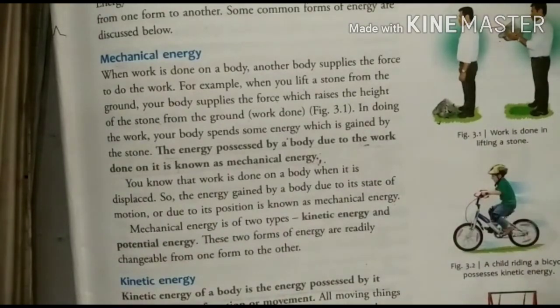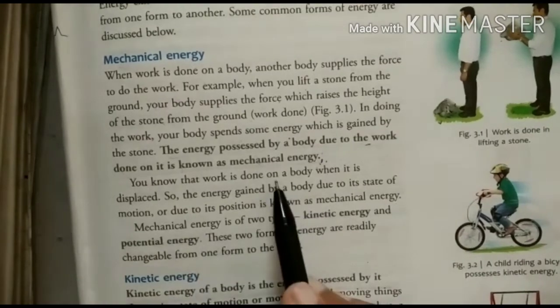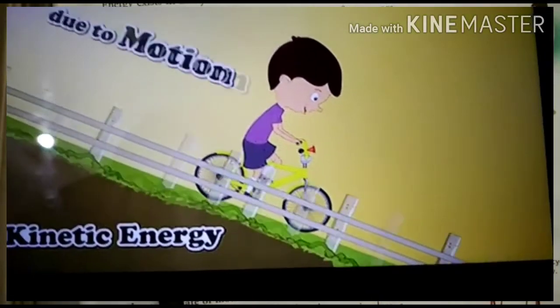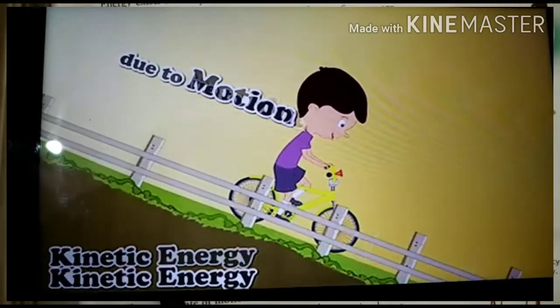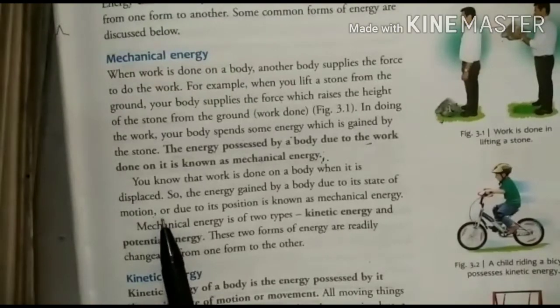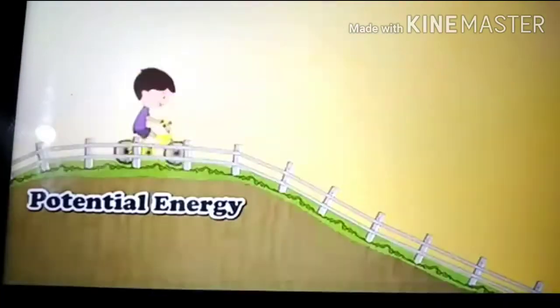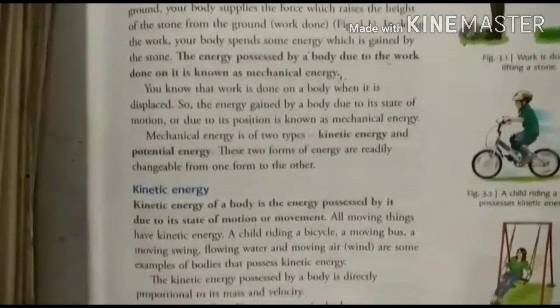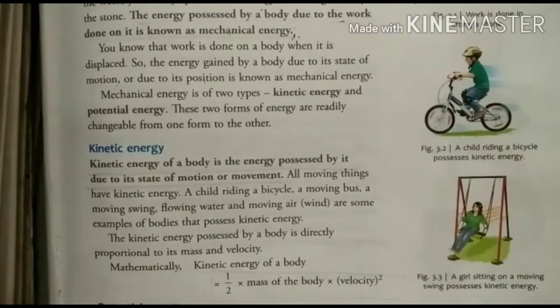And mechanical energy is of two types: kinetic energy and potential energy. Energy of a body due to its motion is called kinetic energy, and energy possessed by a body due to its position is known as potential energy. Let us discuss kinetic and potential energy.